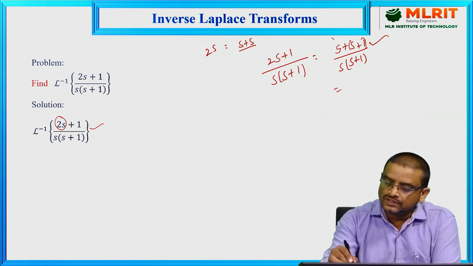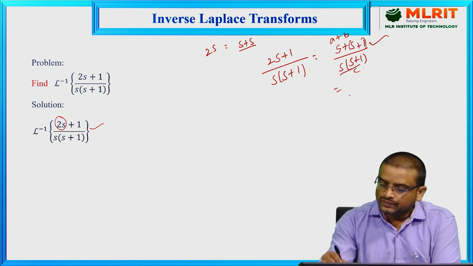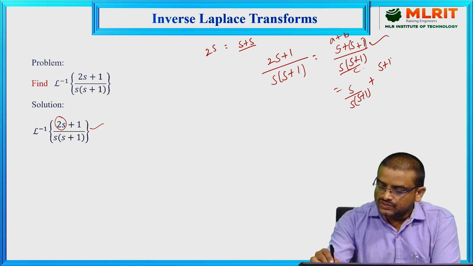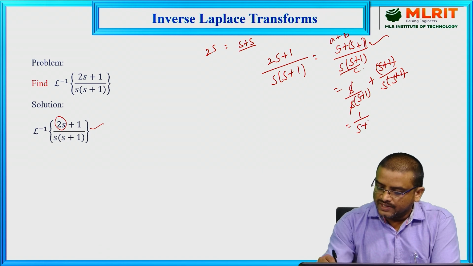So now this is of the form a plus b by c. So this can be written as s by s of s plus 1 plus s plus 1 by s of s plus 1. Now this s gets cancelled, s plus 1 gets cancelled. Finally we will get 1 by s plus 1 plus 1 by s.